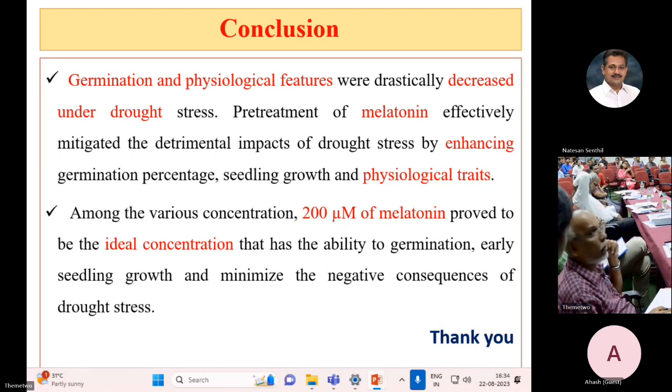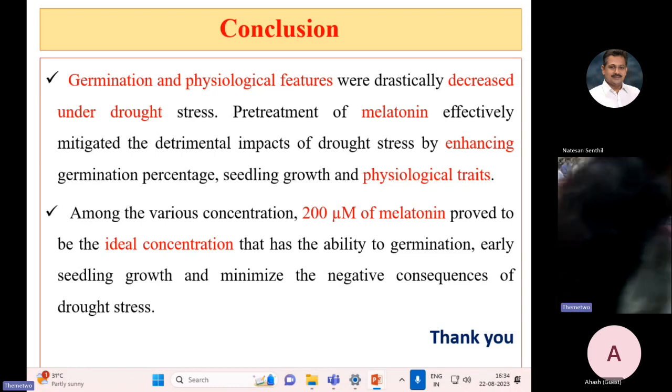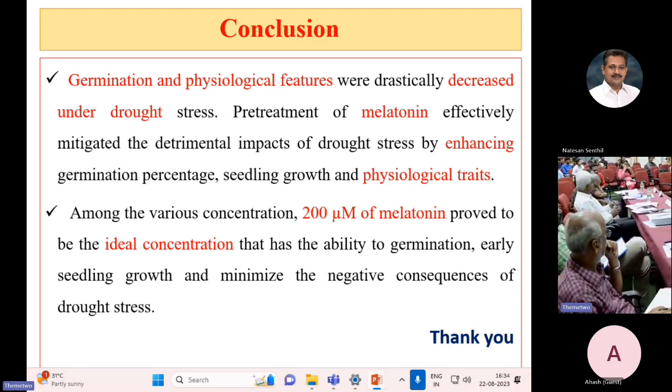It is available now. You told that it is derived only from animals, or can it be synthesized in plants also? In plants, it is synthesized in chloroplasts and mitochondria at the time of stress.